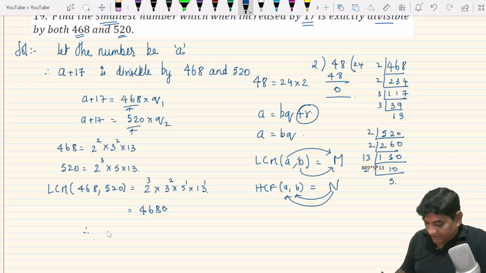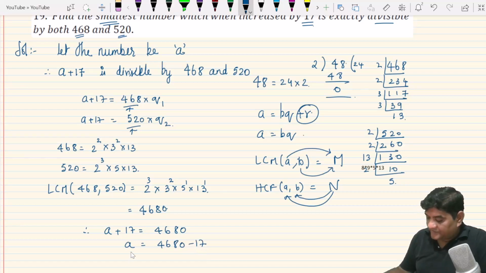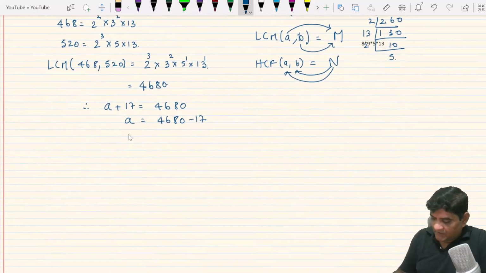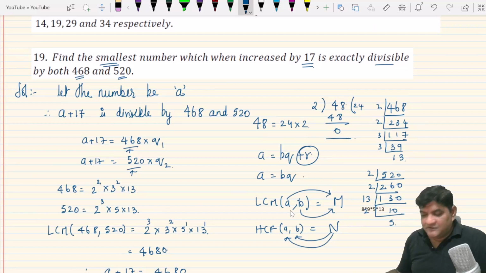And therefore, I can now say that a plus 17 is 4680, which means the value for a is 4680 minus 17, and that's going to give me how much? The value for a is equal to 4663. I hope you have understood this very simple process. Again, a is equal to bq plus r, and that should be good enough.